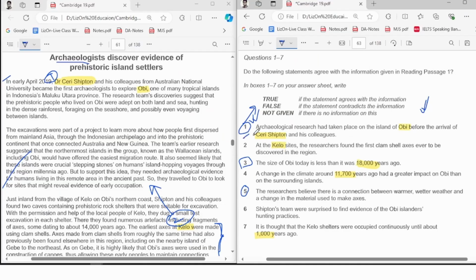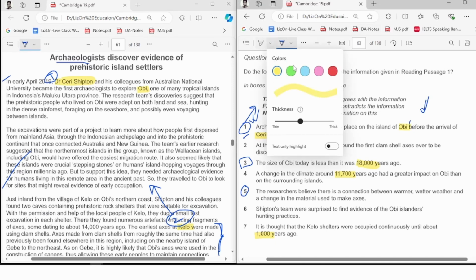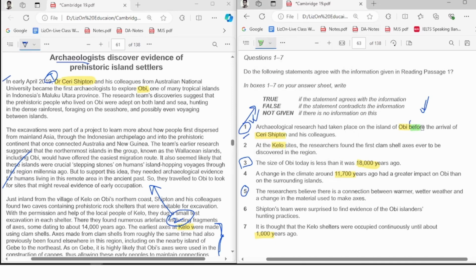Let's do that for this question. First step, here they're saying archaeological research had taken place on the island of Hobby before the arrival of Shimton and his colleagues. For this question, it's very important: they're asking you the time. Time is the thing they're talking about here. Make importance of this word, before. Try to understand the question.